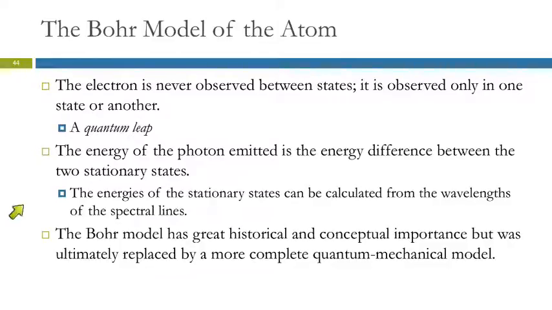So we can calculate the energies of those orbits from the wavelengths of the spectral lines. And this was really awesome. The problem is, it only works for hydrogen. It doesn't work for anything else. So that was kind of a bummer. So the Bohr model is not correct, but it is historically important. It's conceptually important. And I give you permission to kind of visualize the atom in this way because it's easier to think about than the true quantum mechanical model. So any question about the Bohr model of the atom?